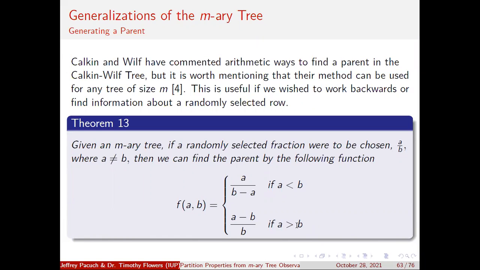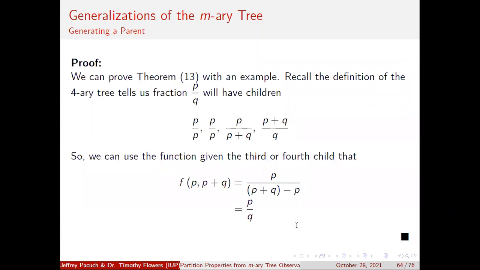Unfortunately, this will not work for when a is equal to b, because you could have some fraction 2 over 2 whose children will be 2 over 2, 2 over 2, and it's not really possible to find the parent there. But it's still worthy of mentioning that we can do this for any size m. And we can prove this true by just choosing some fraction p over q and putting it through. We can see when a is not equal to b, we can plug in those values and we return the parent that it originally came from. And this proves it to be true.